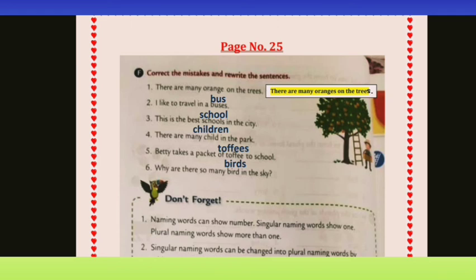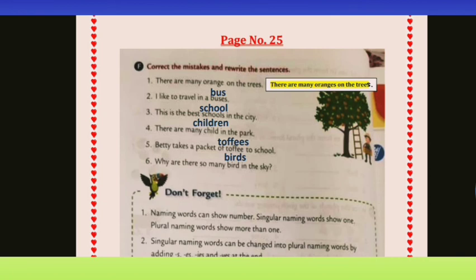Fifth, Betty takes a packet of toffee to school. A packet of toffee is not there, students. In a packet, so many toffees are there. So you have to change toffee to toffees. Sixth, why are there so many birds in the sky? See, they are talking about so many birds, but they have written only bird, spelling B-I-R-D. That denotes only one bird. That is wrong. We have to change it in birds. Why are there so many birds in the sky? Now it is correct. I hope it is clear to you that you have to find that mistake. Just that word, you will change it and you will write the complete sentence again.